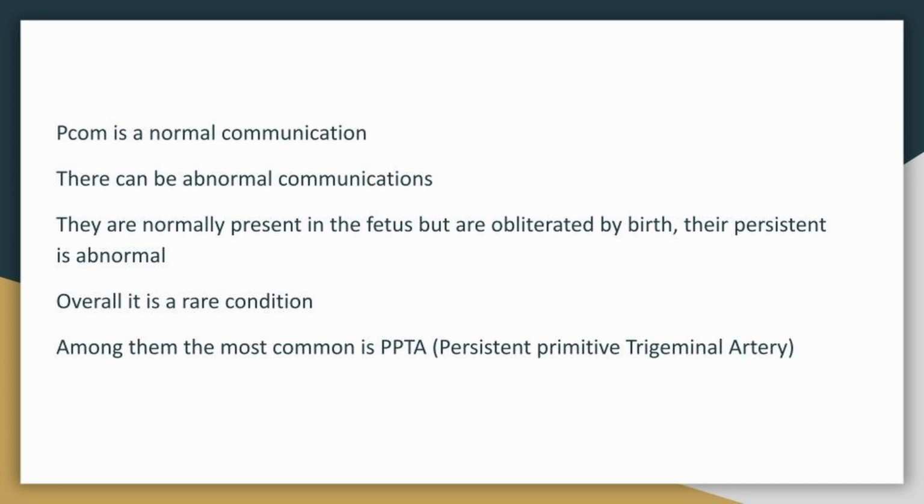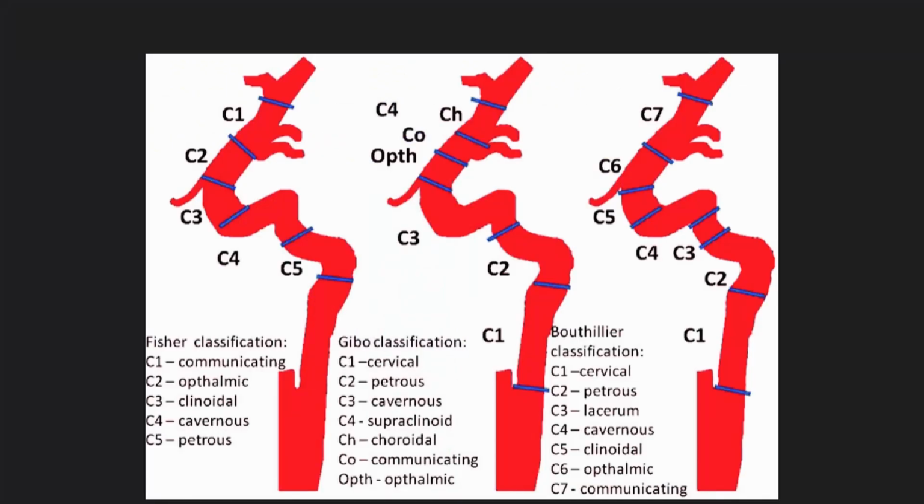So today let's talk about the abnormal communications. There are 4 of those, and the most common, although when I say most common, it is not actually very common. The condition itself is very rare, but among those, the most common is persistent primitive trigeminal artery, or PPTA. Before talking about these, I think it's better if we just talk about what is called the Bouthillier classification of the ICA. Have a look at this picture.